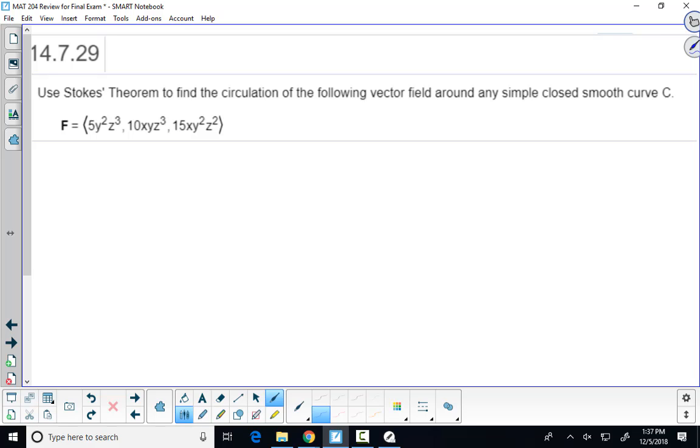Or if you say that the field is conservative, you could make the argument that, okay, therefore there is a phi that exists, and because this is a closed path, then the fundamental theorem of line integrals applies, so we'd have phi of a minus phi of a, which is 0. So you can make that argument in either case.